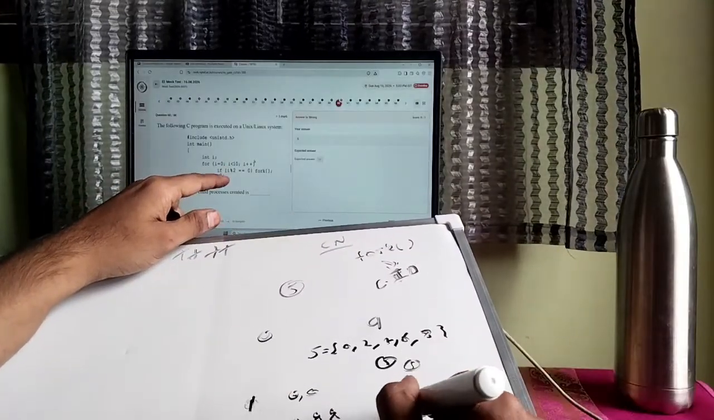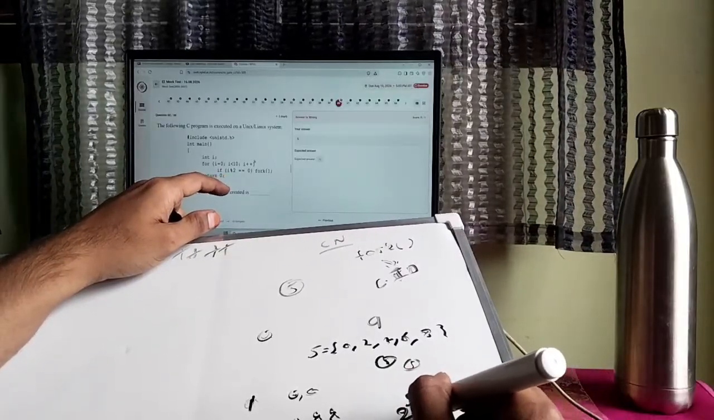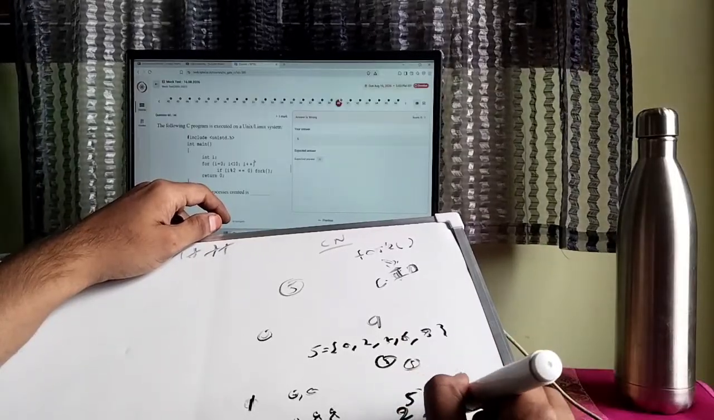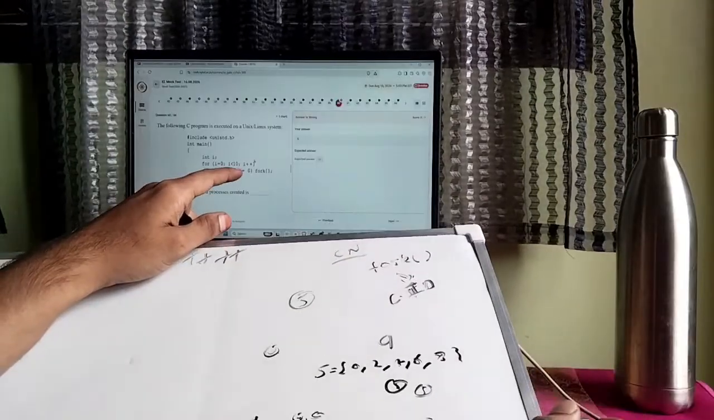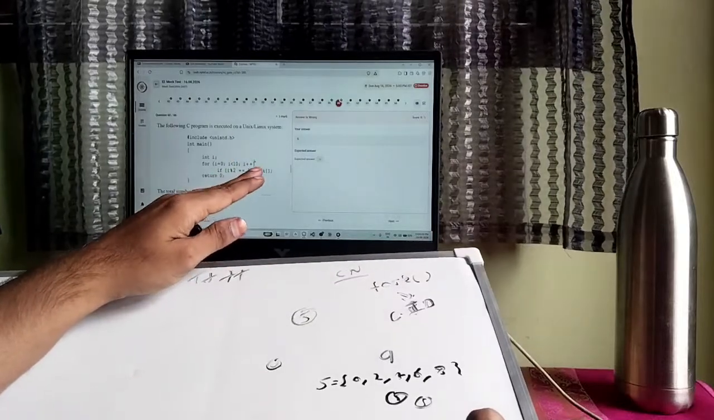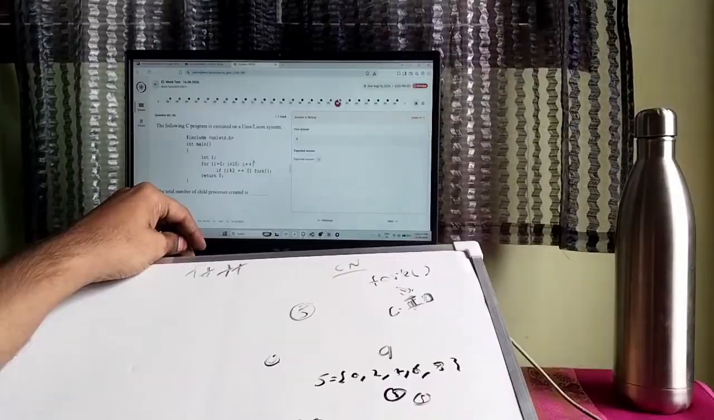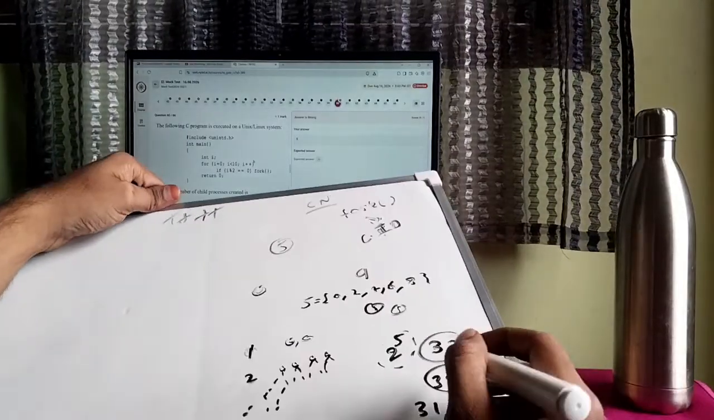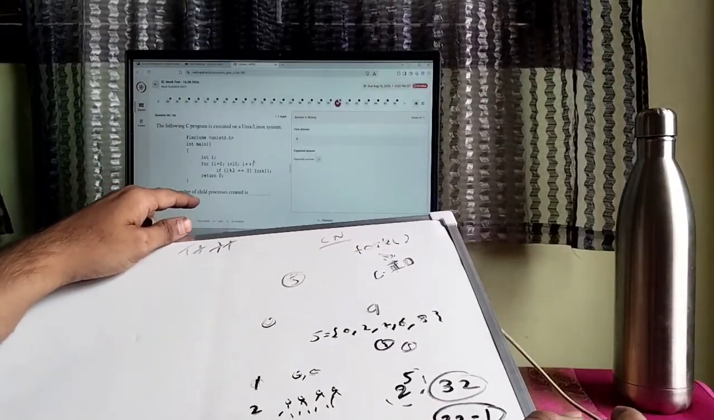So we just have to do 2 power 5. The total number of processes is 32. So there are totally 32 processes. They are asking for the number of child processes, so we have to do 32 minus 1. The answer will be 31. So 31 child processes are created.